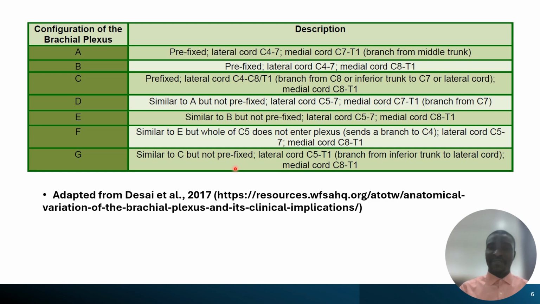And then the G configuration, similar to C, but not prefixed as well, and not postfixed either, because this is a model that showcased the majority having a prefixed model. And because you have postfixed models, sometimes you have postfixed not showing any contribution of T2 at all, and they are rarely seen to contribute in most of the variations that have been identified.